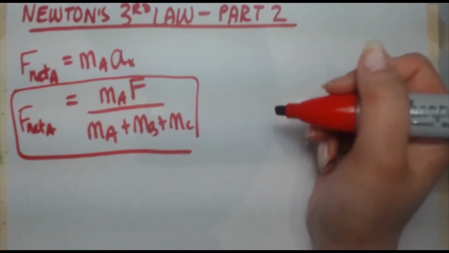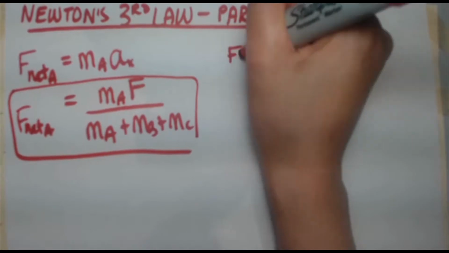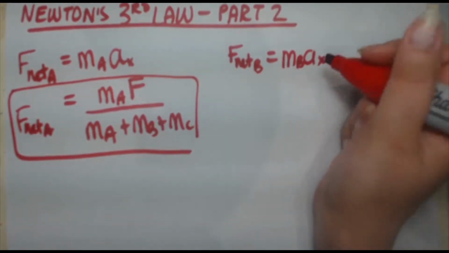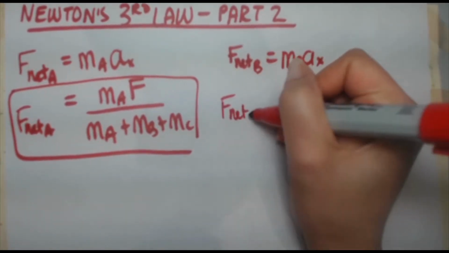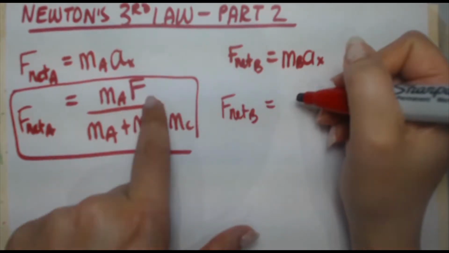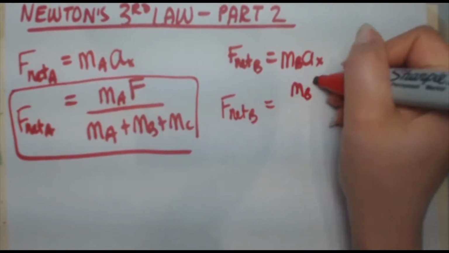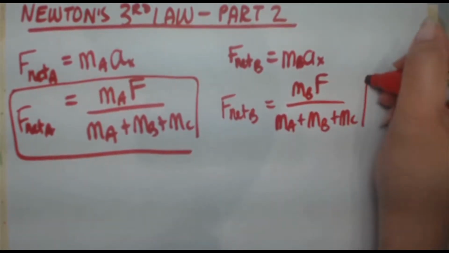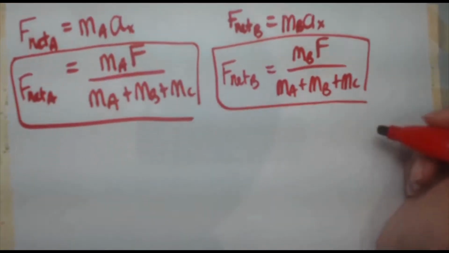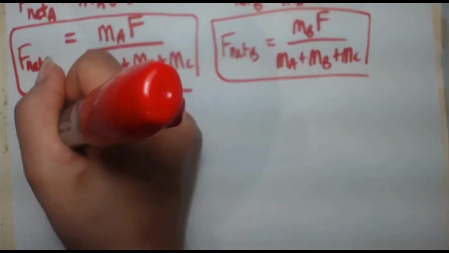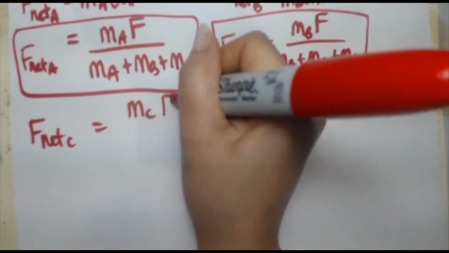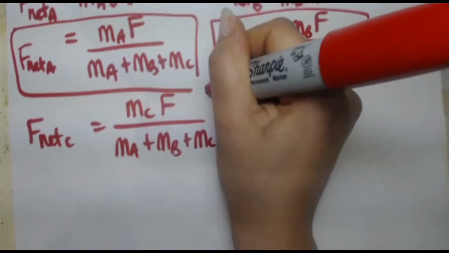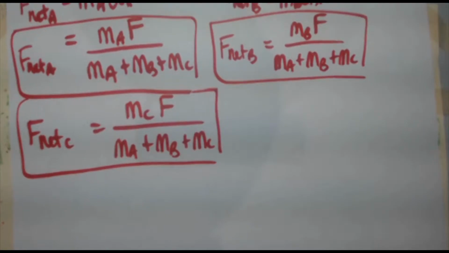And the net forces for B and C follow very similarly. F net B is equal to the mass of B times the acceleration. B is also accelerating at the same rate, so we just replace acceleration with F over the sum of the masses. So mb F over ma plus mb plus mc. And of course, the last one is F net C, same thing. It's going to be mc F over ma plus mb plus mc. Okay, so that answers part C for you.